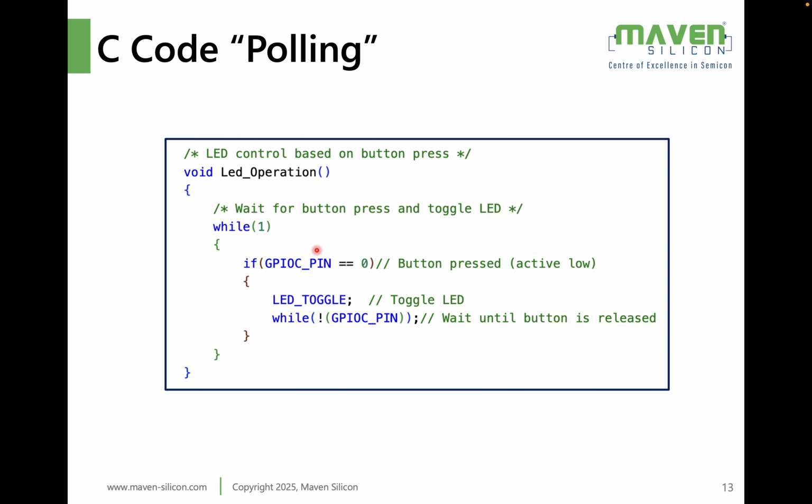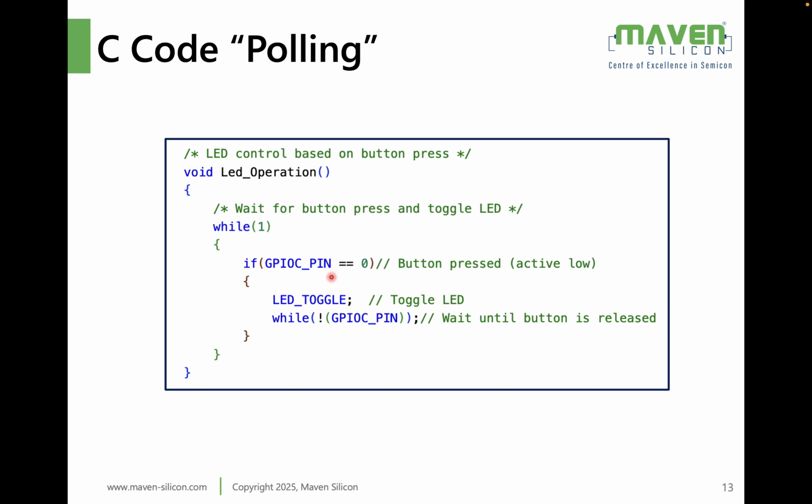Now let's check the C code where we have implemented the polling loop. This is a function which you see here, LED operation. This is a simple LED toggle control based on a button press. Now if you see inside the function, there is an infinite loop. Within this infinite loop, it is waiting for a button to be pressed.